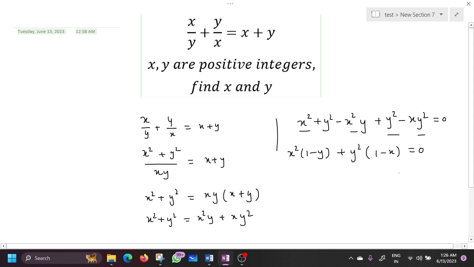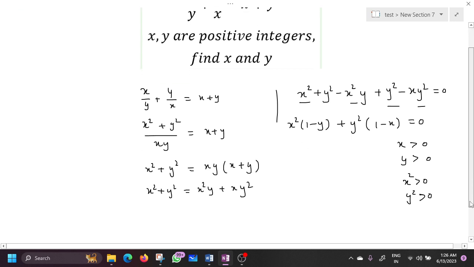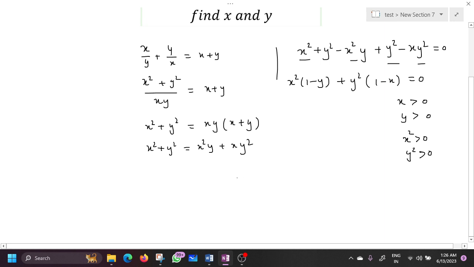because x and y are positive integers, x and y are greater than 0. Because they are positive integers, their values will start from 1, 2, 3, 4 and so on, anything greater than 0. So x square will be greater than 0 and y square will be greater than 0. So in this case, how is this equation possible? x square into 1 minus y plus y square into 1 minus x equal to 0.